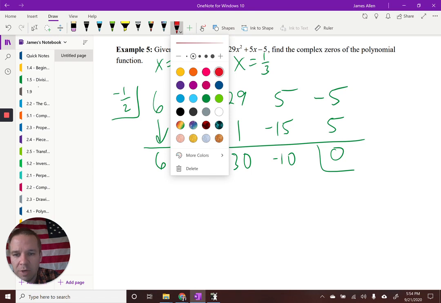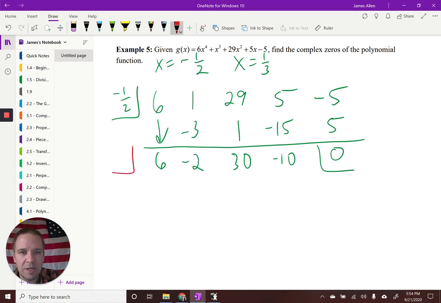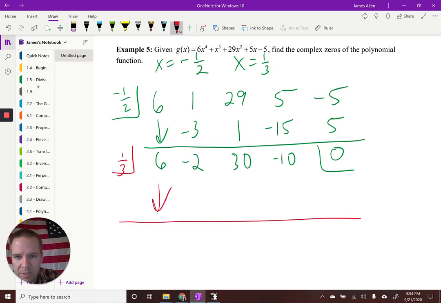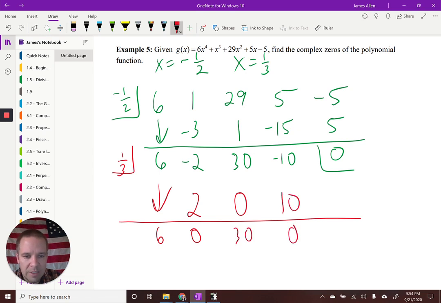How about I change colors to showcase the second time? I'm just going to set it up right here. Why rewrite the numbers? So, drop the 6, and I end up with 1/3 times 6 is 2. Add them, I get 0. That's going to be 0. That's 30 when I add. Times 1/3 is 10. And add and get 0. Once again, I should get a remainder of 0 in this situation.